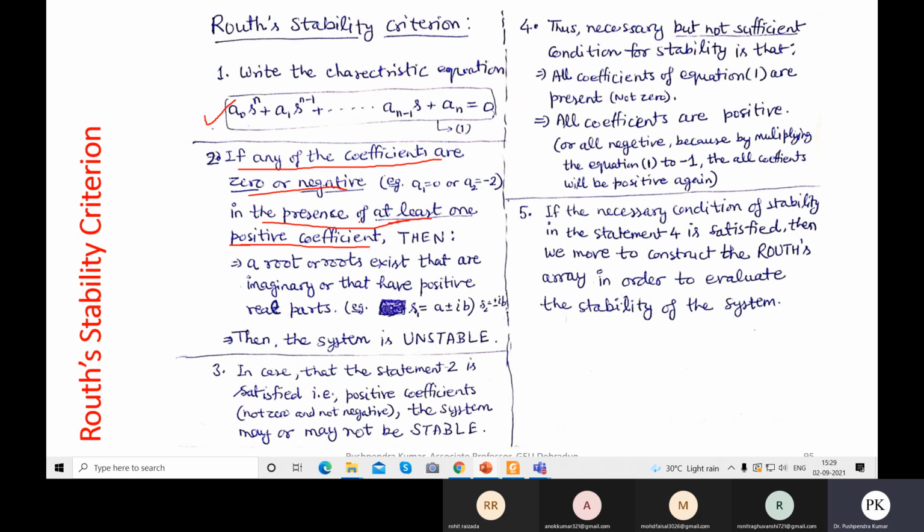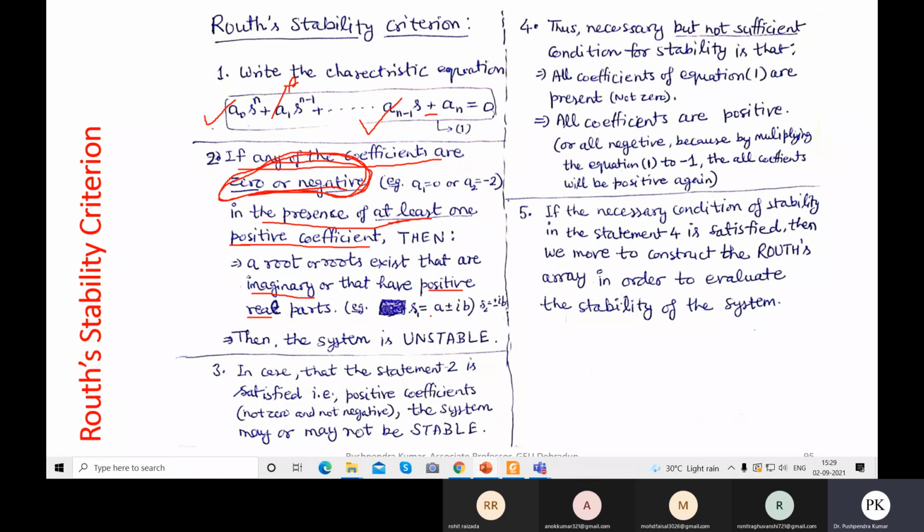So with at least one positive constant, a root or roots exist that are imaginary or that have positive real part. So there can be such roots if any of the coefficients is 0 or negative. What is the meaning of this? If any of the coefficients is 0, or any of the coefficients is negative, that means the roots of this equation are either imaginary or have positive real part.